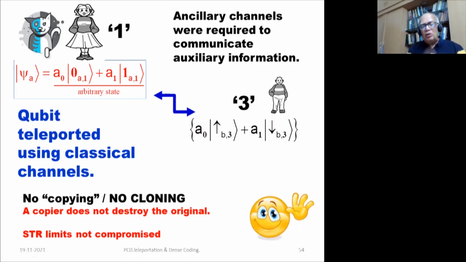But what is important is that Alice will have to use a classical channel to tell Bob, to let Bob know that she has entangled qubit 1 and 2 in a particular Bell state, which is one of the 4 different Bell states.